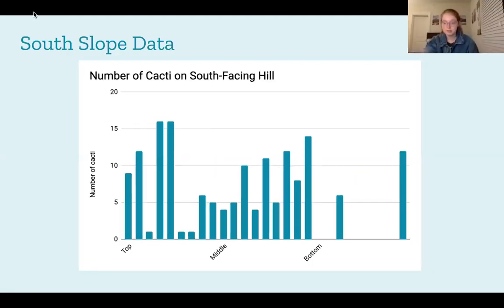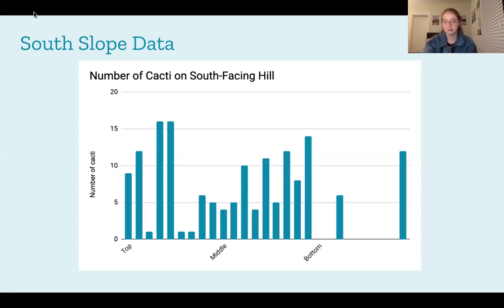So on the south slope, it was pretty full sun. We saw lots of cacti growing in large clumps, especially beneath bushes. There was also a hiking trail that went through the middle section of the hill. That and maybe some erosion was causing some disturbance, which we'll talk about a little bit later.